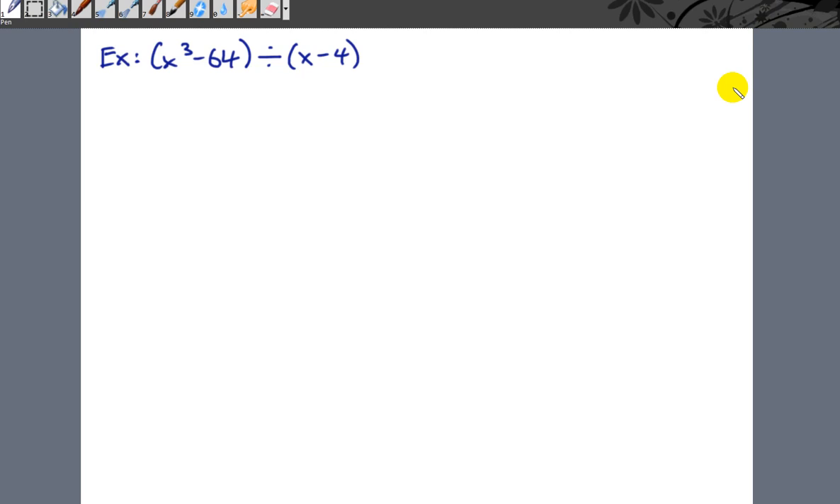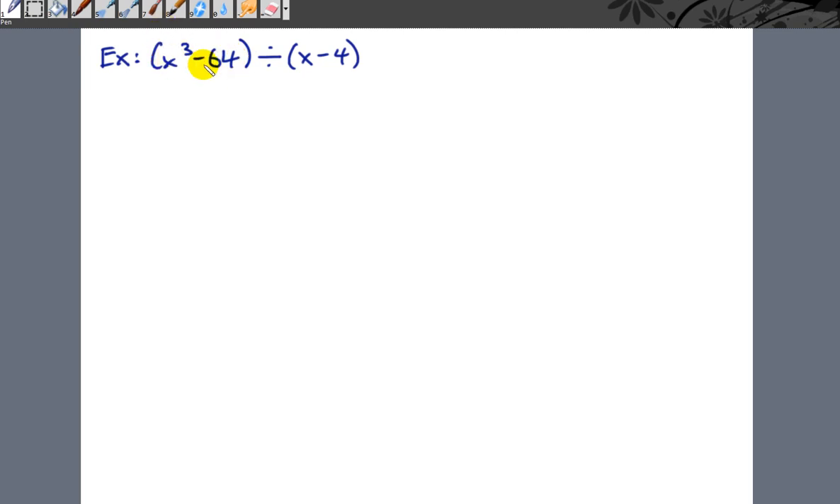All right, time to show you a second example. Okay, so this is where it gets a little bit interesting. So let's say I give you something like this: x cubed minus 64, and we divide this by x minus 4. Okay, so as you can see here, this actually jumps. We go from the third degree all the way to a constant.